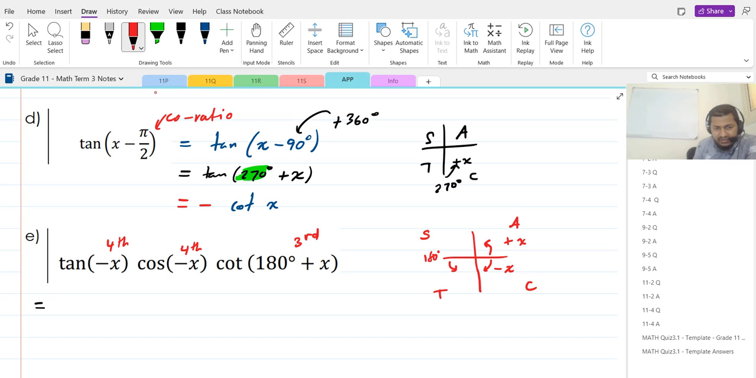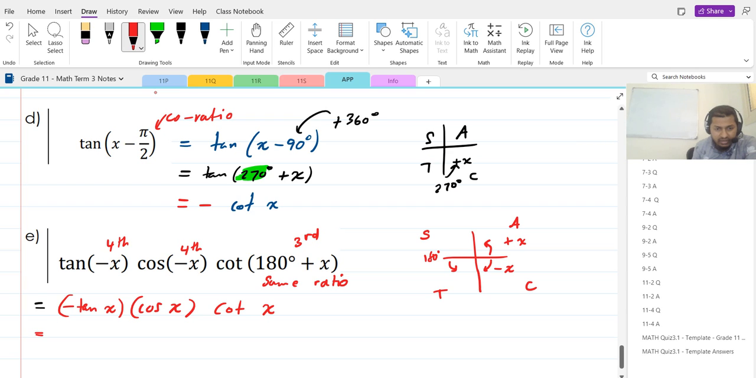Now tan of negative x is in the fourth quadrant and tan is negative, so the answer is just negative tan x. Cos of negative x is in the fourth quadrant and cos is positive, so cos x. Cot is in the third quadrant and is positive, so it's just cot x. Remember, we can't change the cot to tan because it's 180. Only 90 and 270 take co-ratio, so it was third quadrant, same ratio. Either same ratio or co-ratio.